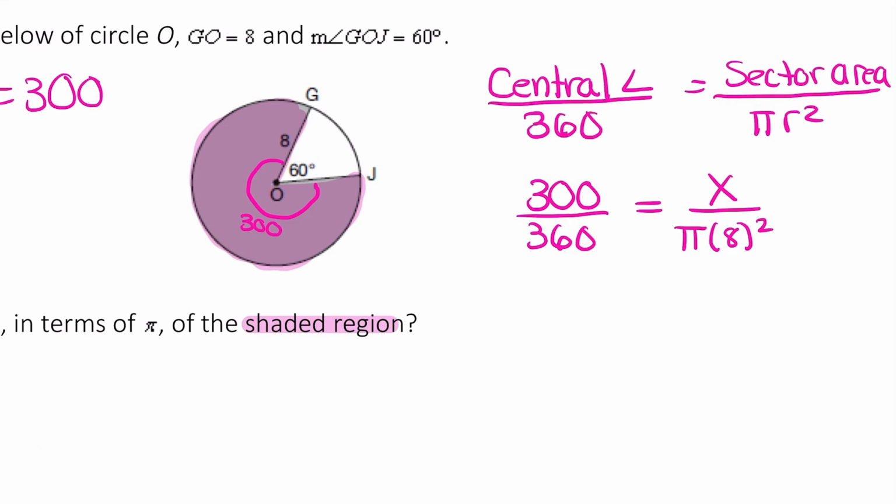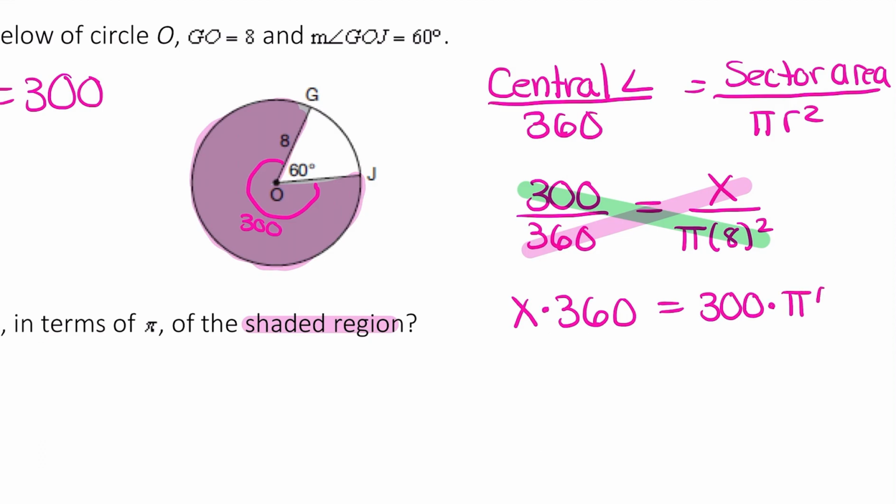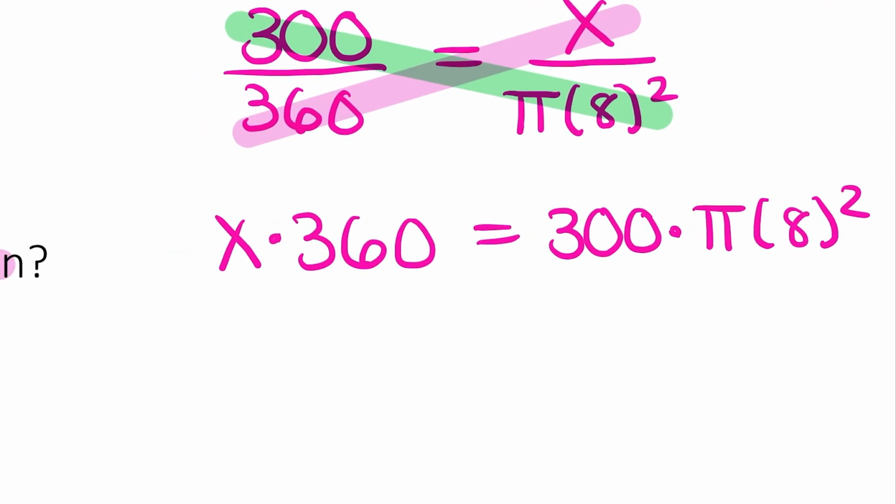So I'm going to go ahead and cross multiply. I'm going to multiply this 360 times x. And I end up with 360x. So I'm going to write it as x times 360. Doesn't really matter which way you write it. And then this way, I get 300 times pi 8 squared. So 300 times pi 8 squared. And now I just have an algebra problem, right?